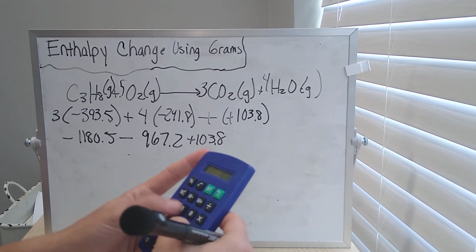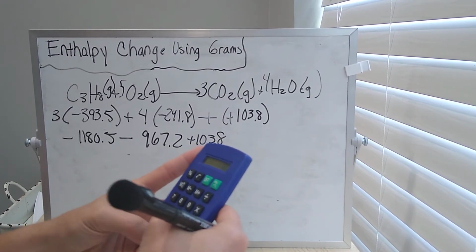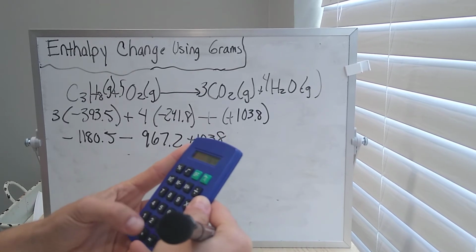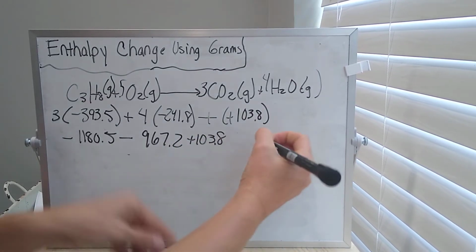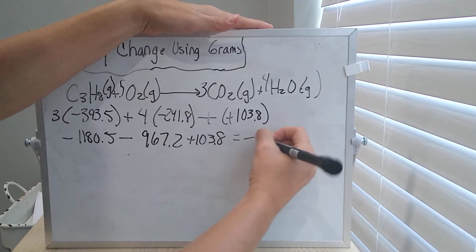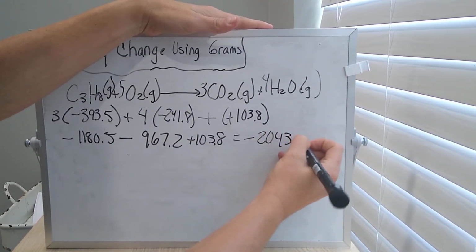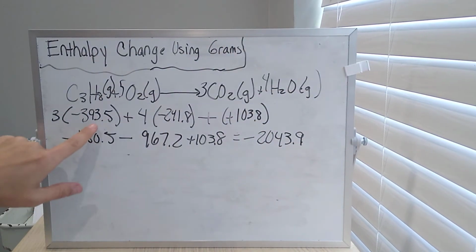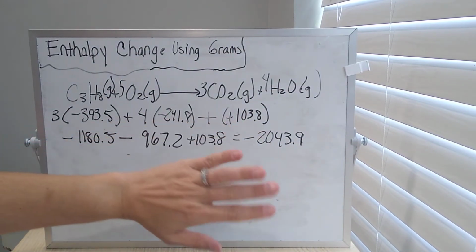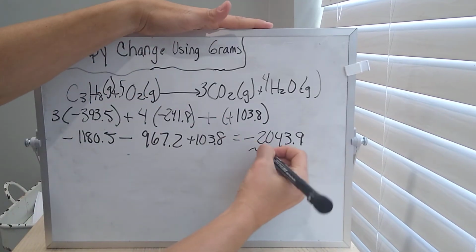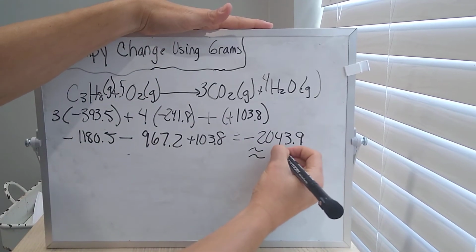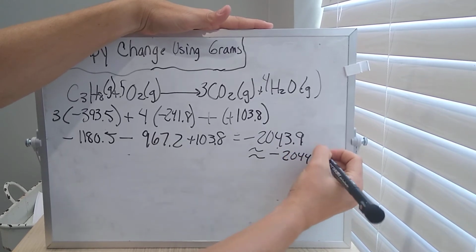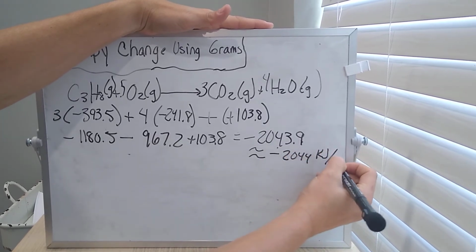Okay, so let's add all those. 103.8 minus 1180.5 minus 967.2 equals negative 2043.9. Okay, and let's see our sig figs. So I've got 4, 4, 4. So I need 4 sig figs. So I'm going to do about negative 2044, and that is kilojoules per mole.